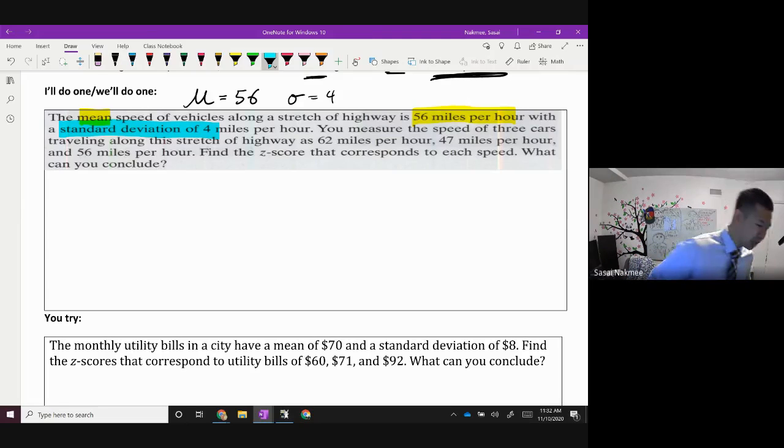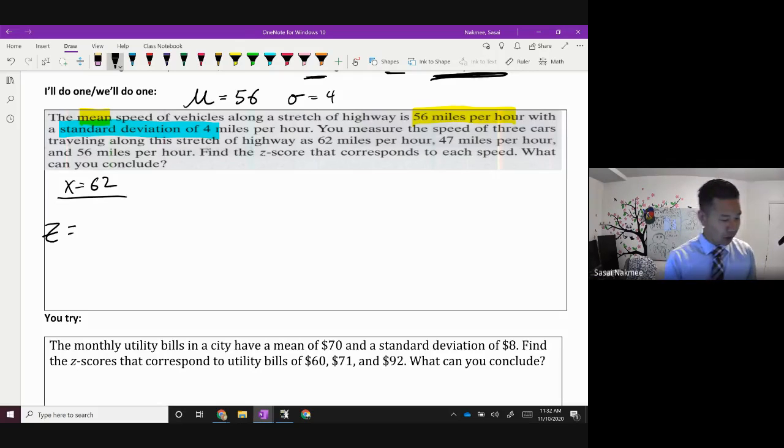You measure the speed of 3 cars traveling along this stretch of highway as 62 miles per hour, 47 miles per hour, and 56 miles per hour. So let's go ahead and get that down. So we have 3 z-scores we've got to calculate. The first one is for the speed of 62 miles per hour. So x is equal to 62, and I'm going to calculate the z-score for that one. Remember, your z-score is just your value that you care about minus the mean, divided by the standard deviation.